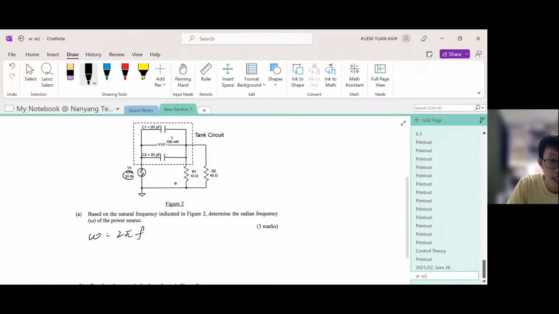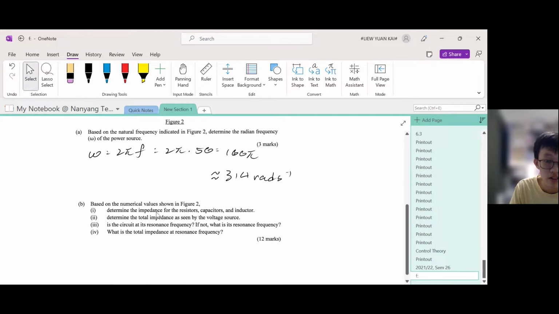Now where's the f? Actually, this 50 hertz is the f. So this is 50 hertz. All right, so that means you just take 2 pi times 50. You get 100 pi, which if you want it in numbers will be about 314 radians per second. So that's easy. Now let's move on to question B.